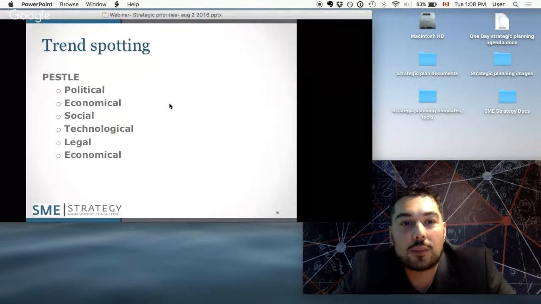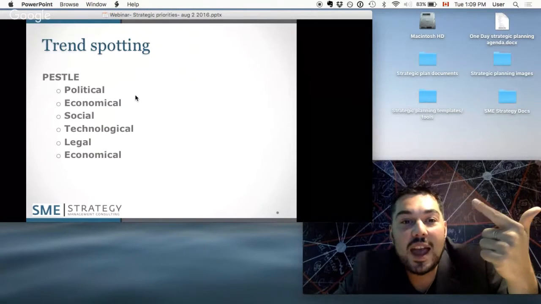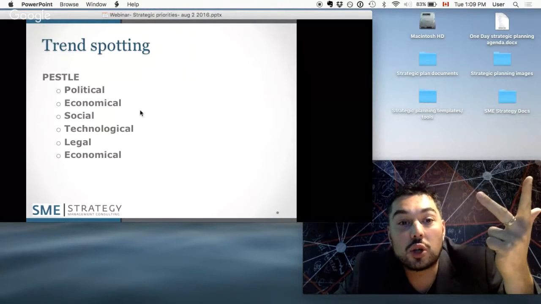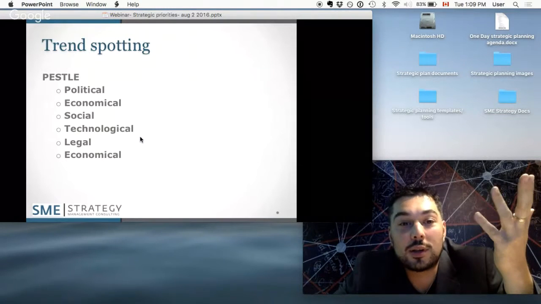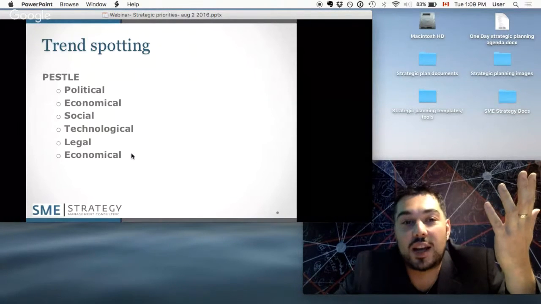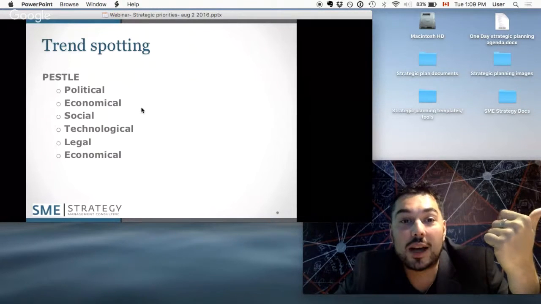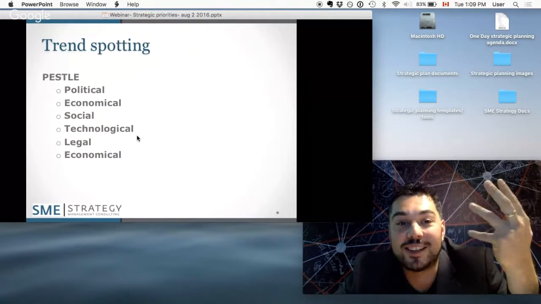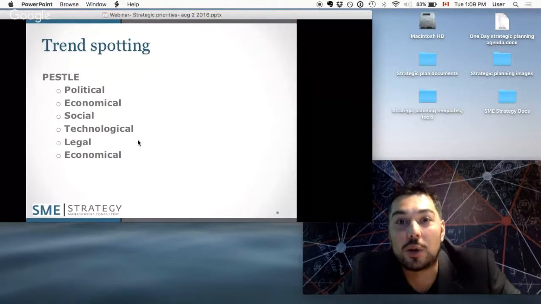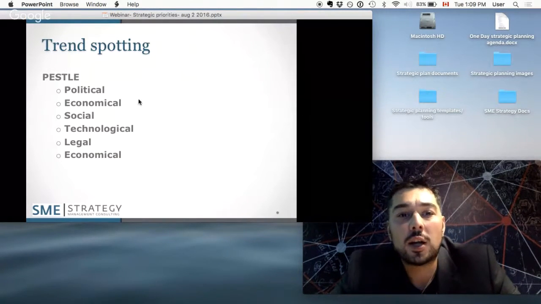So, I actually just realized. It stands for political, economical, social, technological, legal, and I see I've written economical there, so it should really say environmental. So political, economical, social, technological, legal, and environmental. And I'll put a note on there after. So what do those things mean?